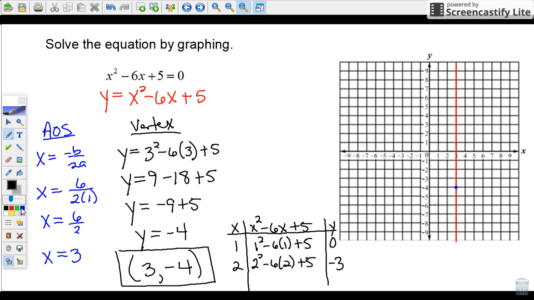So now I need to plot those 2 points. So 1, 0 right there. Make that a little bigger for you. And 2, negative 3. And then I reflect those. And I draw in my parabola. The solutions of this thing are the x-intercepts of this graph. So this one intercepts the x-axis at 2 different points. It intercepts it at 1 and at 5. So my 2 solutions are x equals 1, x equals 5.